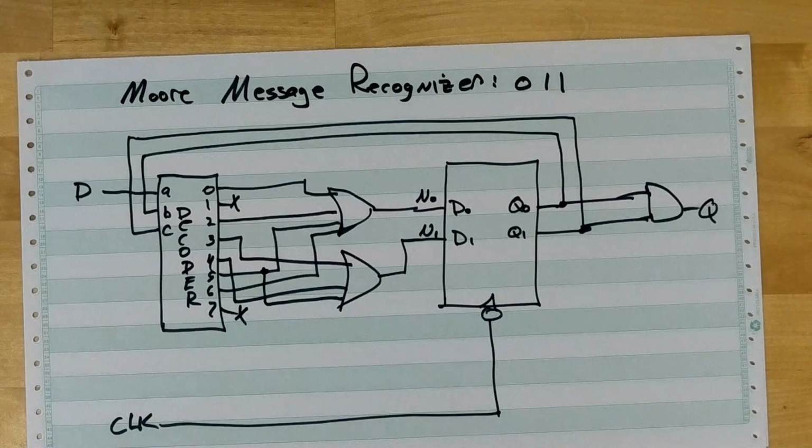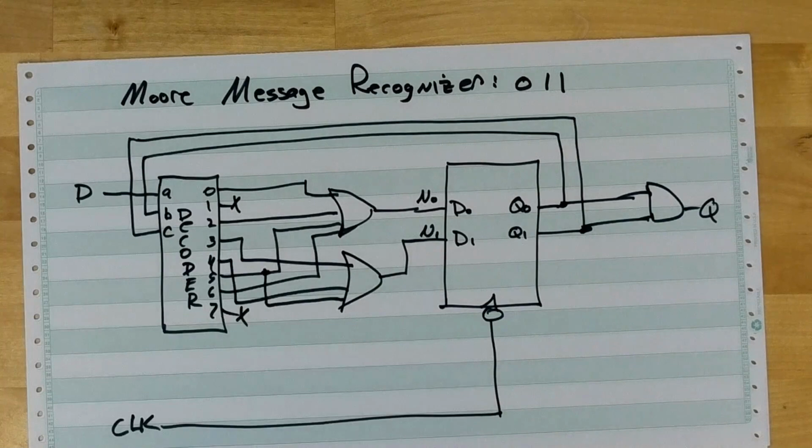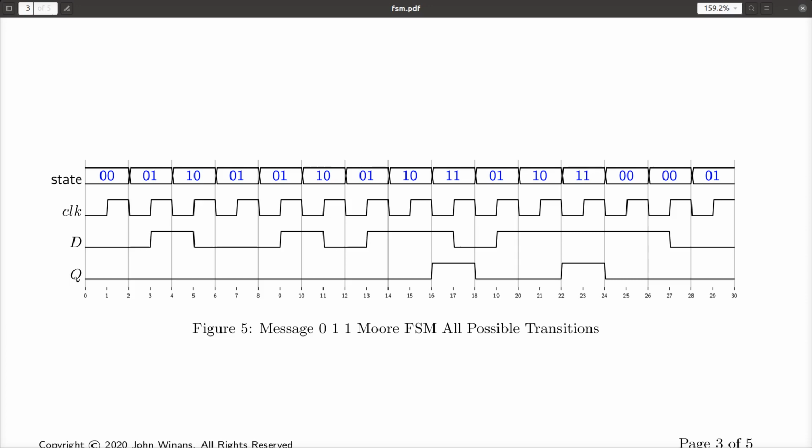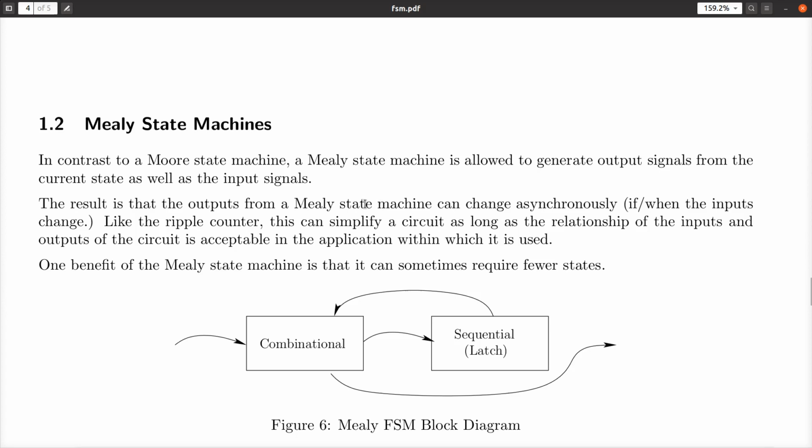So there's a schematic for the message recognizer of a 011, expressed as a Moore state machine. So I'm sure at this point you're saying, "Moore." Yeah, well, that's all there is to the Moore state machines. But wait, there's Mealy state machines. So what's the difference here, right?